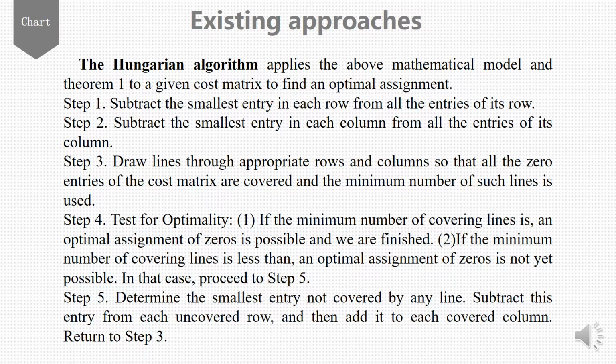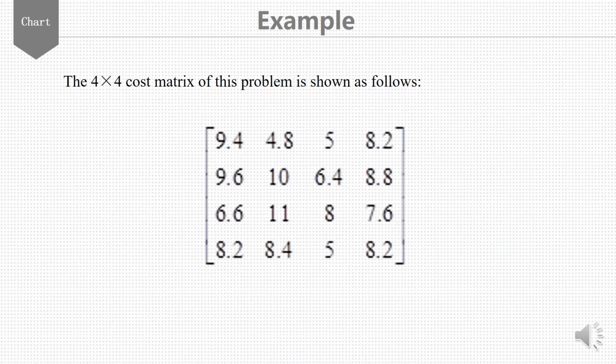In practice, one of the most important problems is to find the lowest cost way to assign tasks in global software development, which is usually solved by the Hungarian algorithm. Here is the process of the Hungarian algorithm. Here, we use an example to explain the Hungarian algorithm.